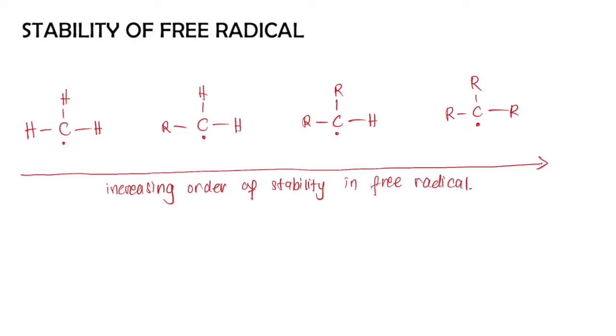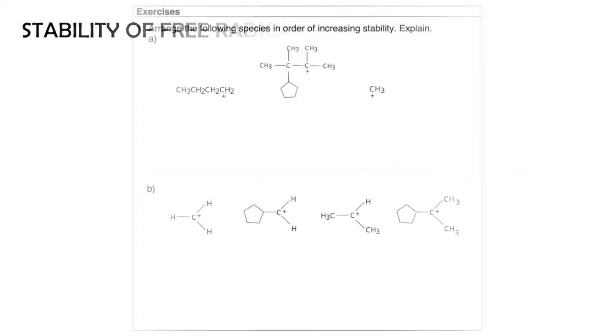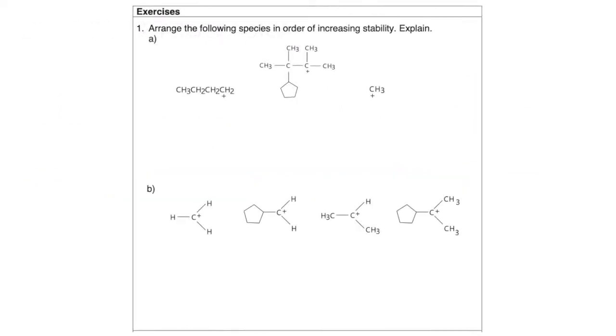So just remember, carbanion sahaja yang berlainan sikit. But carbocation and free radicals, they are stable because of the existence of the alkyl group. Right? There you go, all the intermediates. Now, let's do some exercise to assess your understanding. You can get this exercise from your notes.